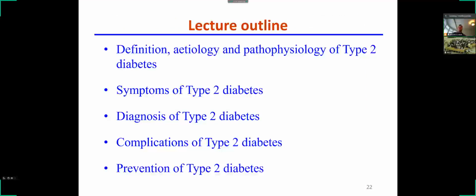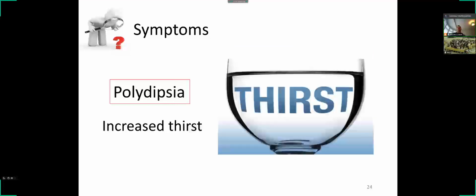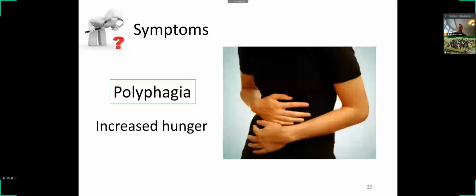So, what are some of the symptoms of type 2 diabetes? How do we know if a patient has it? Well, remember the name of diabetes had to do with siphoning liquid and having sweet glucose, high levels of glucose in the urine. So polyuria, or frequent urination, is probably the most common symptom. Related to this, polydipsia, or increased thirst, and also polyphagia, which is increased hunger.